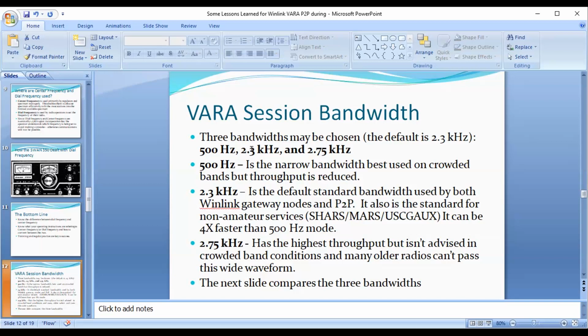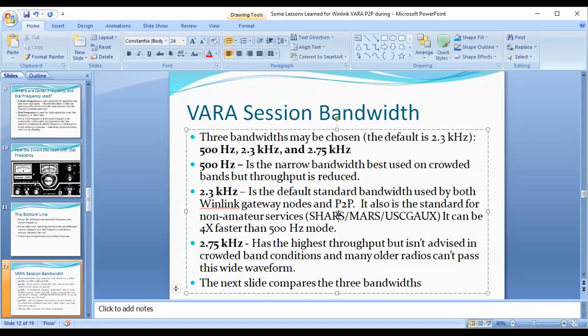And 2.3 kilohertz, like I say, is used by the Winlink gateway nodes, and I see I misspelled SHARES there. Let's fix that. Many of the non-amateur services, such as SHARES, MARS, and U.S. Coast Guard Auxiliary, all use the 2.3 kilohertz. It's wider, yep, but it's also roughly 4 times faster than the 500 hertz mode.